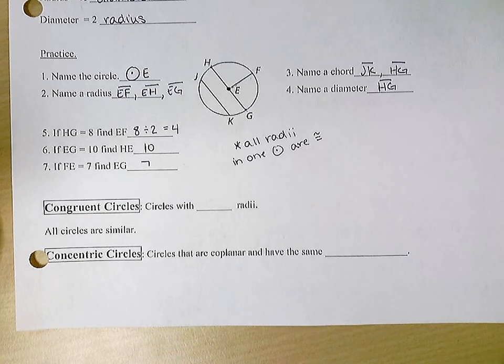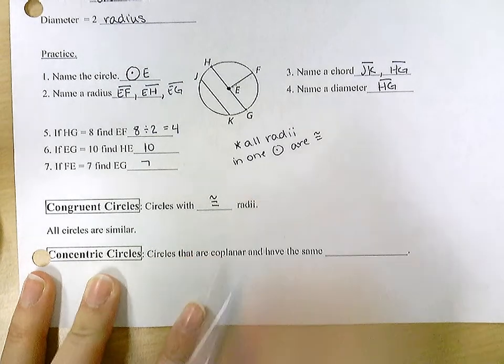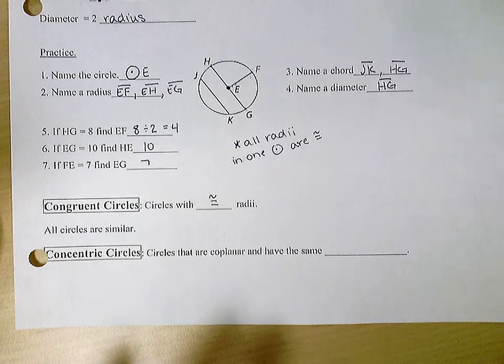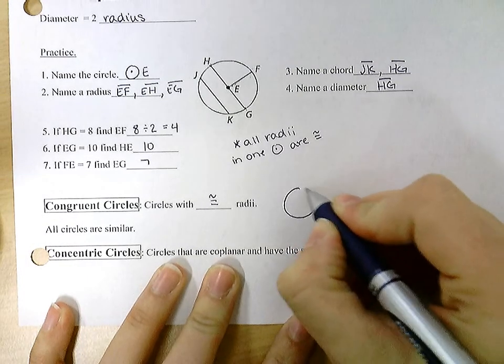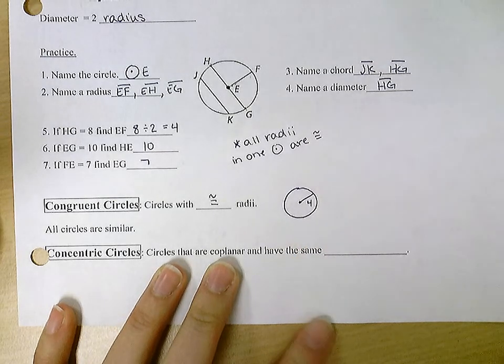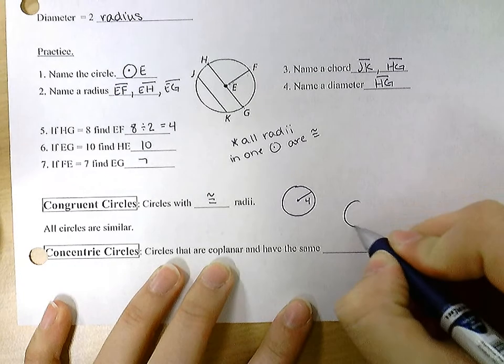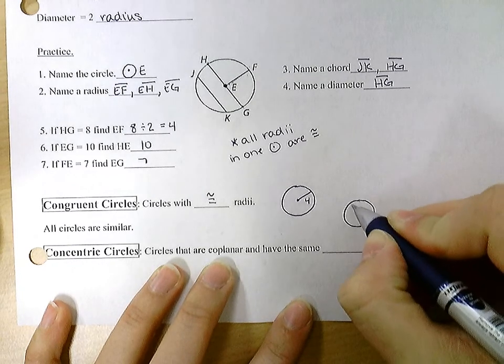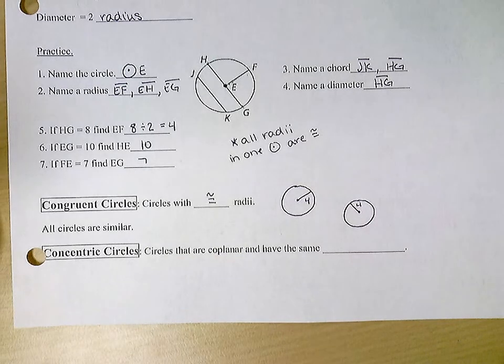All right, then we can have congruent circles just like we had congruent triangles and other congruent polygons. So congruent circles are circles with congruent radii. So if I have one circle here, say it has a radius of 4 units, and then another circle with a radius of 4 units, I could say that those two circles are congruent. So it has to have congruent radii for them to be congruent circles.